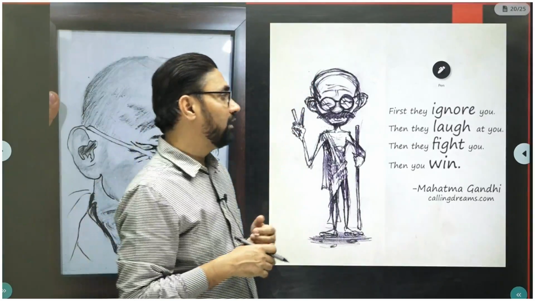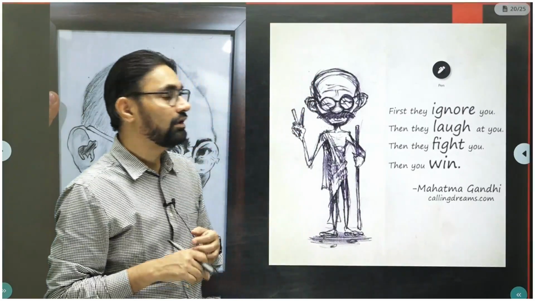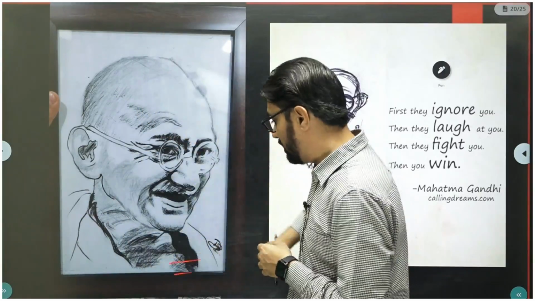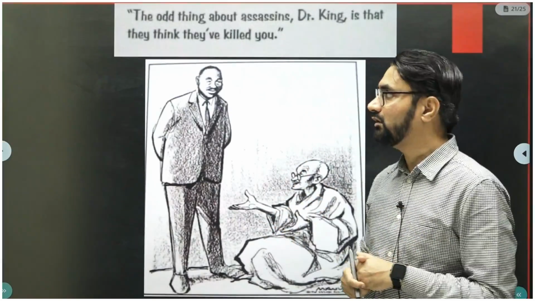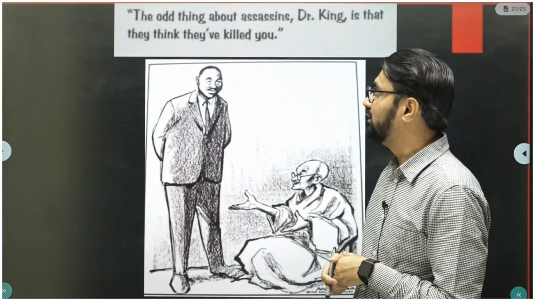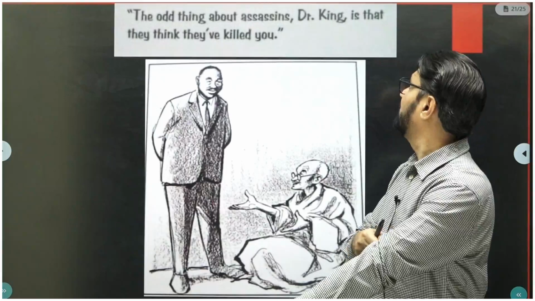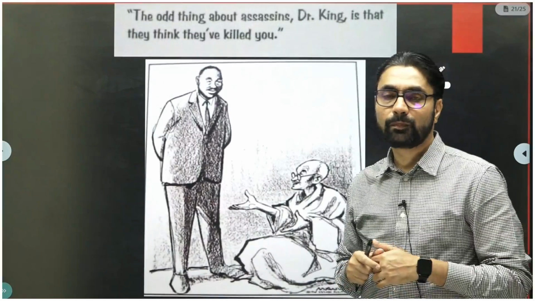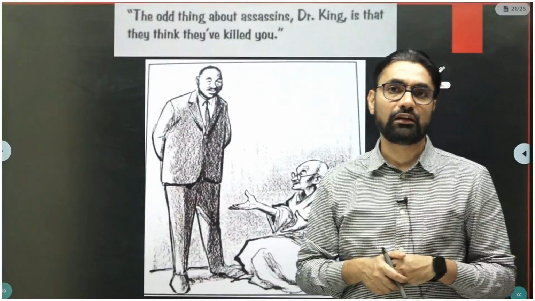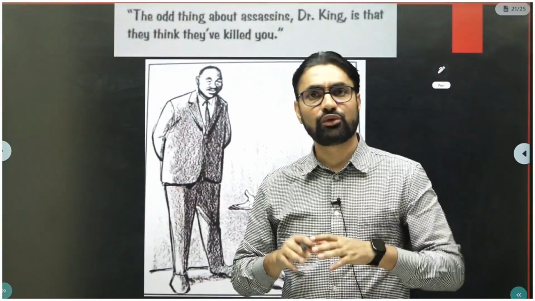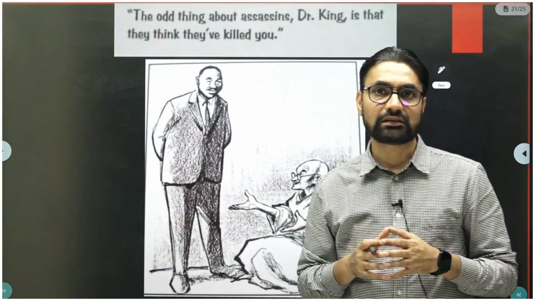And that's why first they ignore you, then they laugh at you, then they fight you, and then you win. So those are all the basic ideas I wanted to discuss with you, the life journey of Gandhi from Mohandas to Rashtrapita. The odd thing about assassins, Dr. King, is that they think they have killed you. But people you can kill, the ideas remain, and whether you like it or not, Gandhi's ideas are universal ideas.